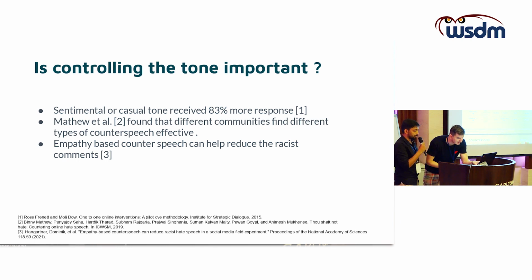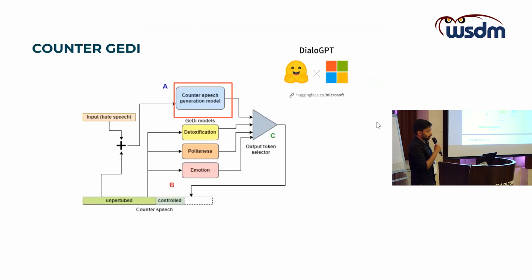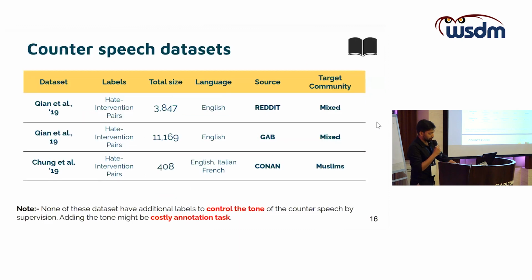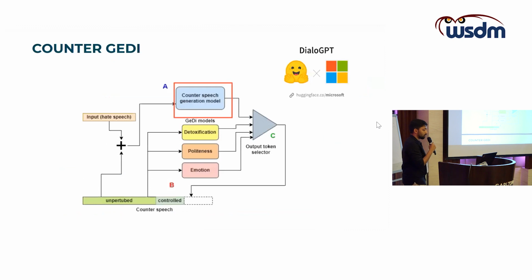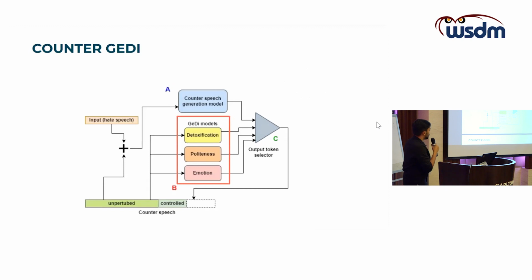In this case, instead of that, what we propose is we can use some additional attribute controller models. So we are not getting any supervised signal from the dataset. So what you can do is use such models which can control the attributes. In this pipeline, one is the simple counter speech generation model, which can be the transformers model or the response generation model. And the second part can be the attribute controller models.